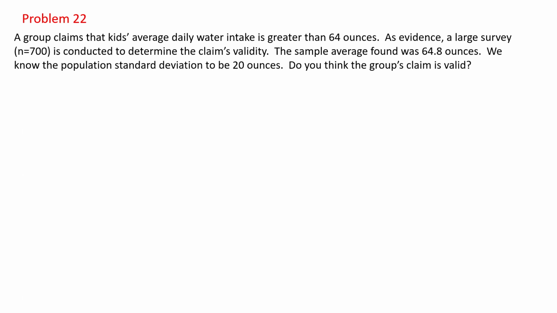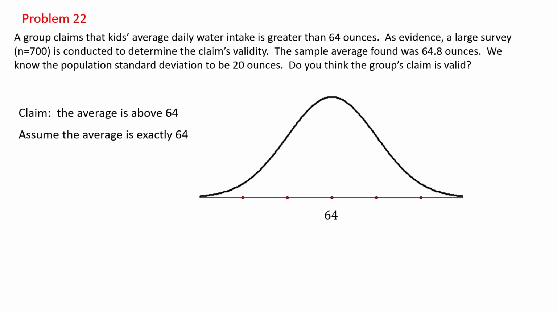Here's problem 22. They're asking us to assess whether a claim is valid or not. In other words, we're doing a hypothesis testing problem. The claim is that the average water intake is more than 64 ounces. So to analyze that claim, we're going to assume that it's exactly 64 ounces. If it's exactly 64 ounces, we can create a sampling distribution for samples of size 700, as we have in this problem. Of course, we'll need to know the sampling standard deviation, and our usual formula will tell that to us. The sampling standard deviation works out to be approximately 0.8.